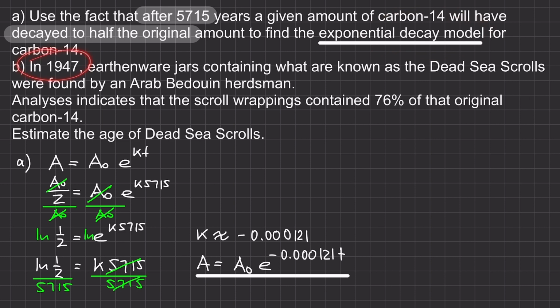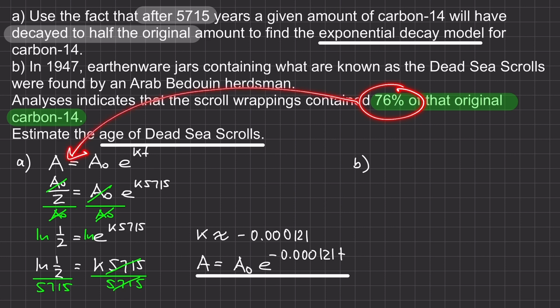In 1947, earthenware jars containing what are known as the Dead Sea Scrolls were found by an Arab Bedouin herdsman. Analysis indicates that the scroll wrappings contain 76% of that original carbon-14. Estimate the age of the Dead Sea Scrolls. We substitute 0.76 times A0 for A in the model for carbon-14 and solve for t.